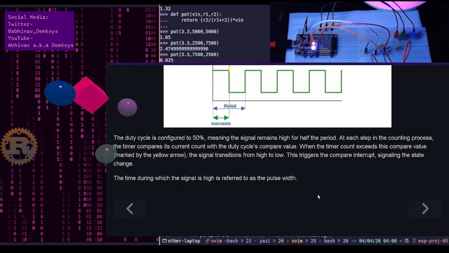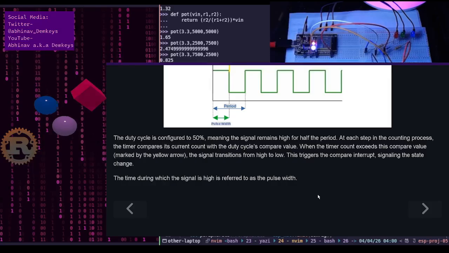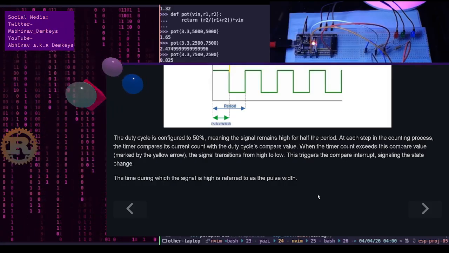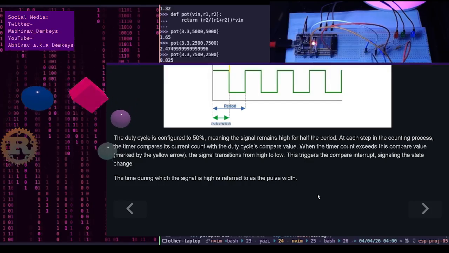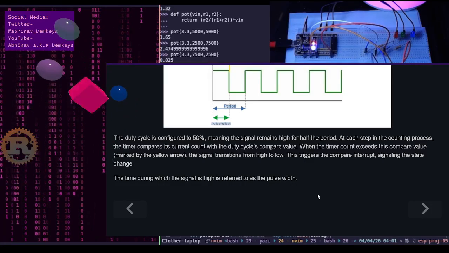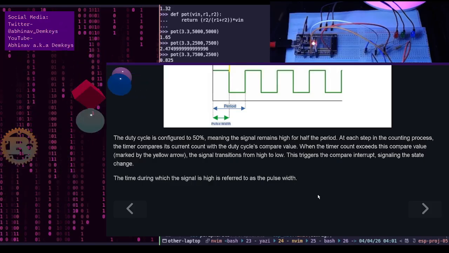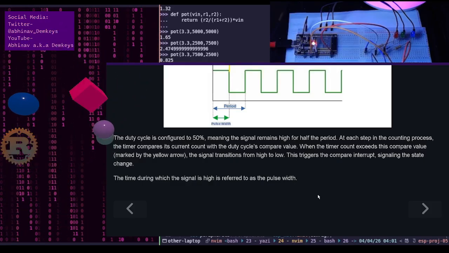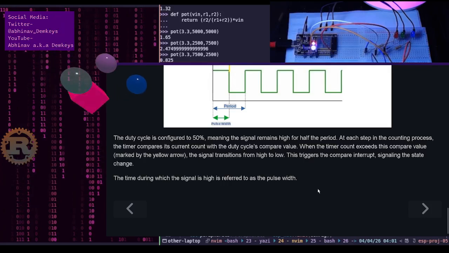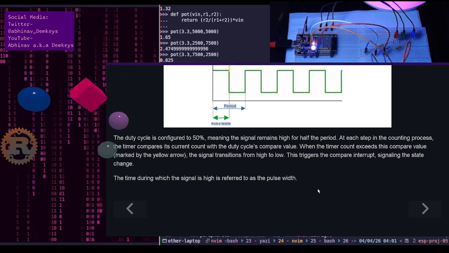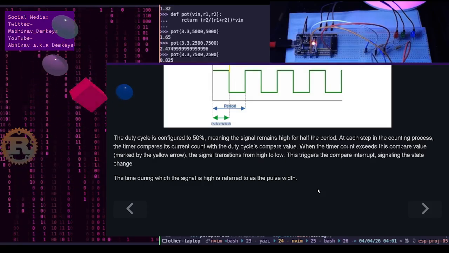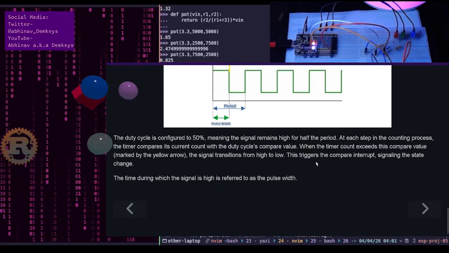Then, what are the values being counted? In the embedded world, we call these ticks. A tick is the smallest unit of time the timer can quote unquote see. It represents one single oscillation of the clock source feeding the PWM peripheral. How resolution and ticks work together: the resolution in bits defines the maximum number of ticks the counter can reach before it has to reset.